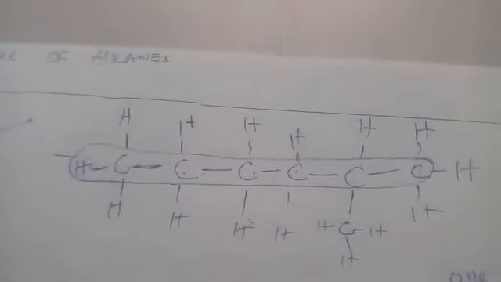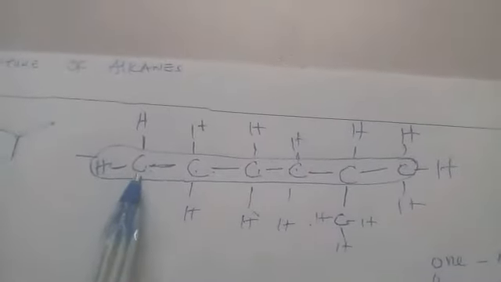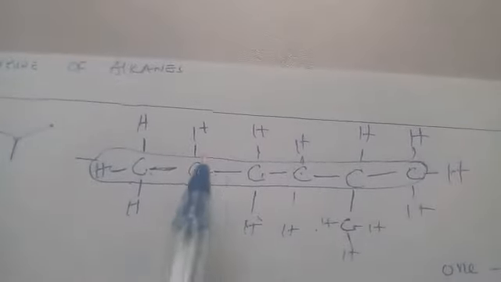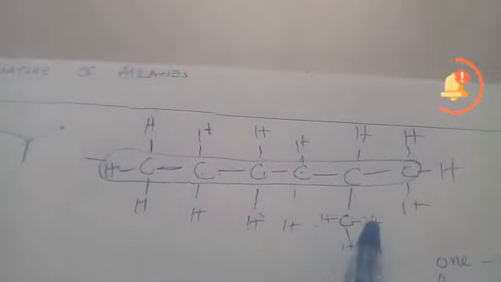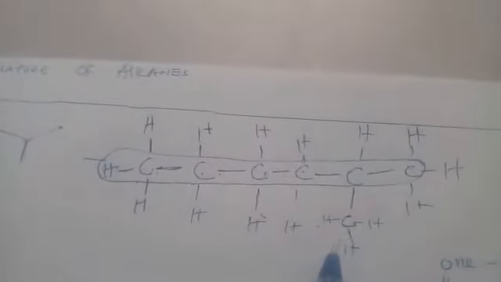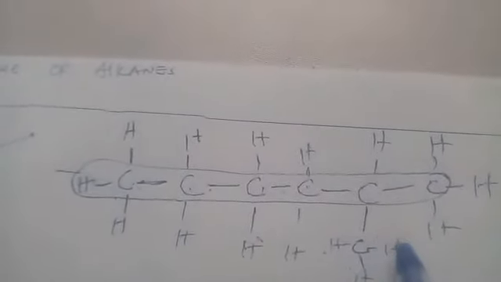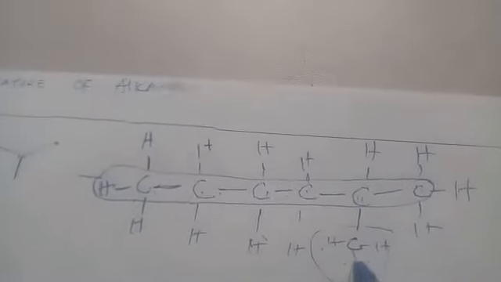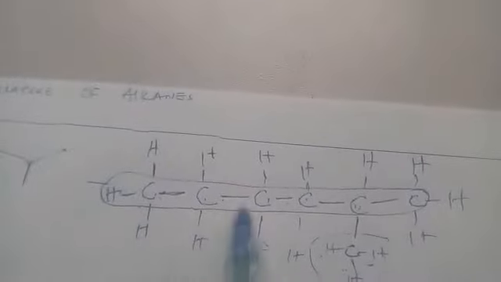Now there are 2 ways to label this. You can label from here 1, 2, 3, 4, 5, 6. You can also label from here 1, 2, 3, 4, 5, 6. But the best way is to label from the direction that will give a substituent the lowest possible number. Here, we notice that this is a substituent because it's not enclosed in our loop. It is outside this loop, so it's called a substituent. It's not part of the longest chain.